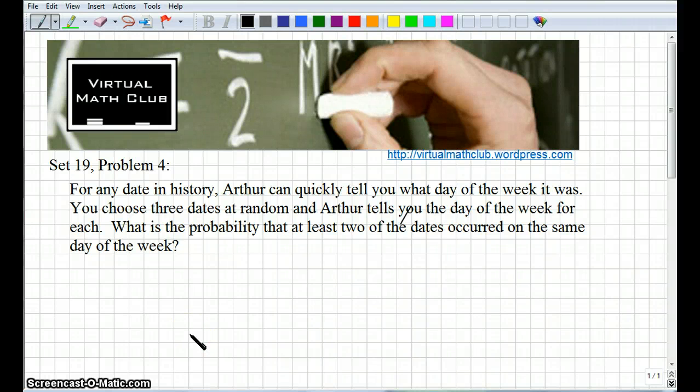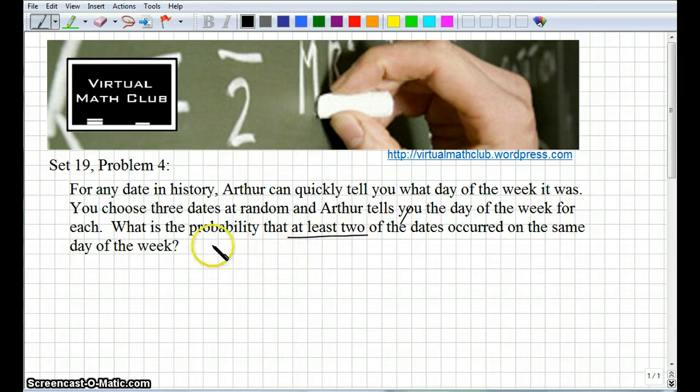Right, problem number 4. For any date in history, Arthur can quickly tell you what day of the week it was. You choose 3 dates at random, and Arthur tells you the day of the week for each. What is the probability that at least 2 of the dates occurred on the same day of the week?